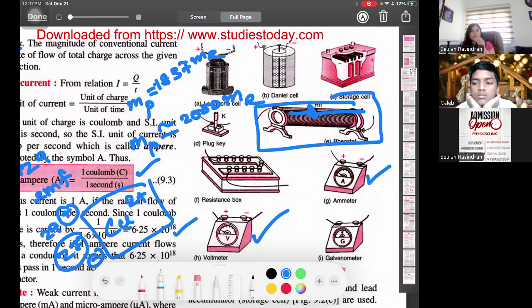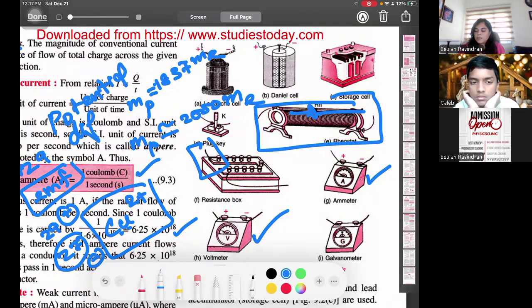What is the work done? Force times displacement is the work done, right? So this electromotive force helps this particular unit positive charge to move from one place to another place. So this is recorded as potential difference.